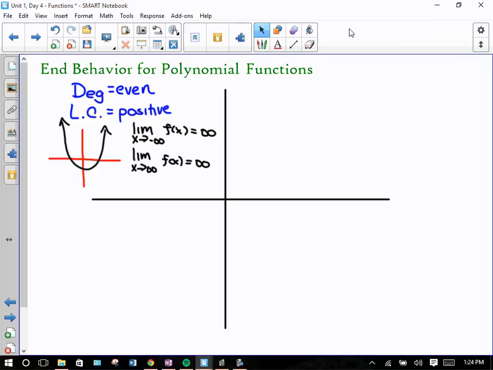If your polynomial function that you're working with has an even degree, so if the highest degree is 4, 6, 2, 8, 10, whatever, and the leading coefficient is positive, your end behavior will be positive infinity. That y value is going towards positive infinity every time.